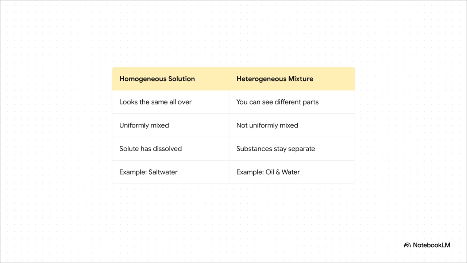Think about salt water. But on the other side, you have a heterogeneous mixture. Hetero means different. And with these, you can actually see the different parts. The classic example is oil and water. The oil doesn't dissolve, it just floats on top. The substances stay separate. It's a mixture for sure, but it's not a solution.